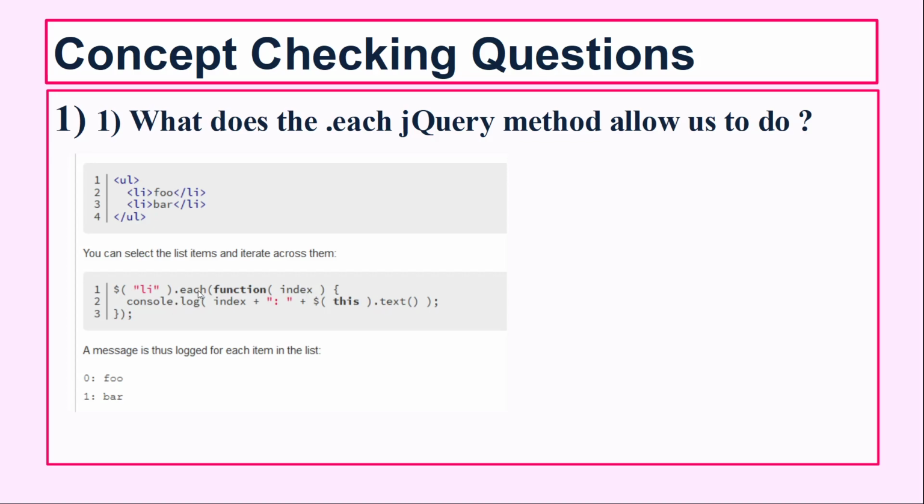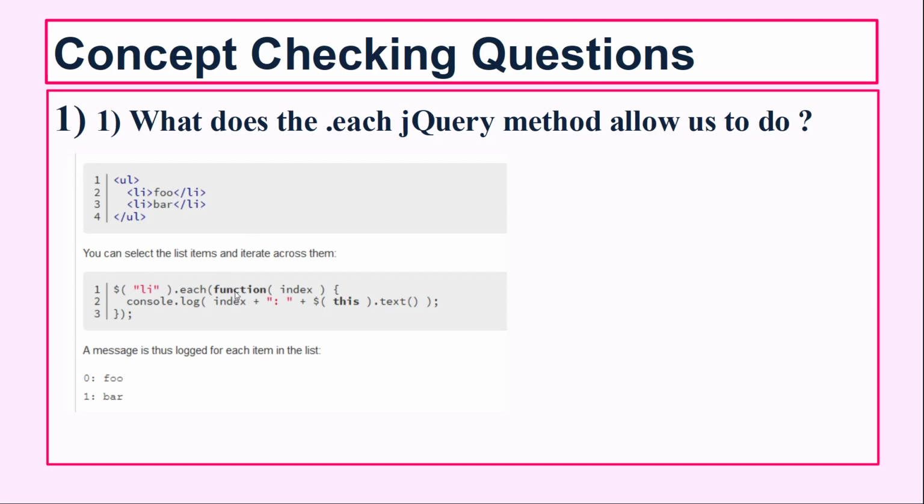Now this each automatically has an index and it starts at 0, so it iterates through them. The first value here will be 0, the second one will be 1, and it will continue. So for example, the result of this one will be to print out the foo, because that's the first li. The second one will be printing out the bar. So that's what each does. It iterates through all the things that you've selected with your selector.